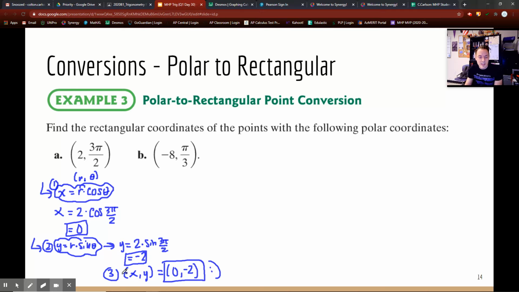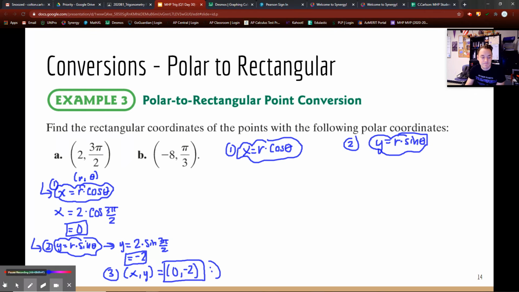Straight up, simple. So now let's try to have this one done by yourself. Try to pause the video, see if you can do the next one by yourself. Here are the formulas for you. So I have r times cosine theta. I need to find my x first. And then my second part, I need to find my y. So r times sine of theta. Go ahead, see what you can get. Pause the video.